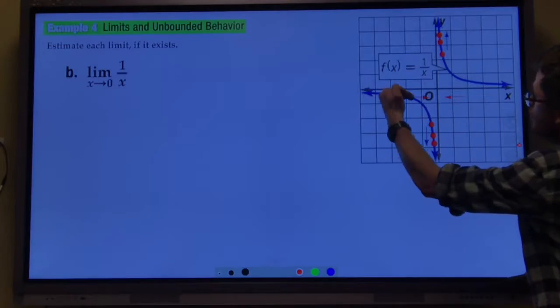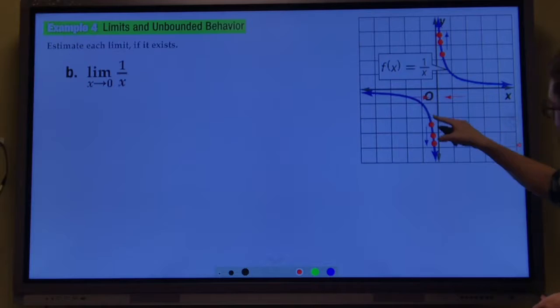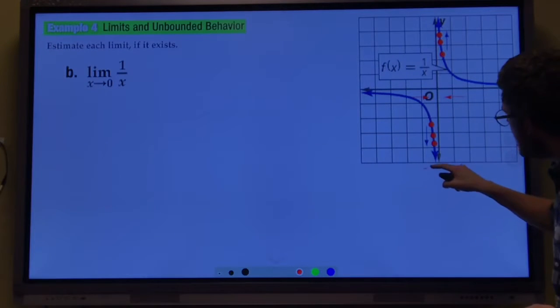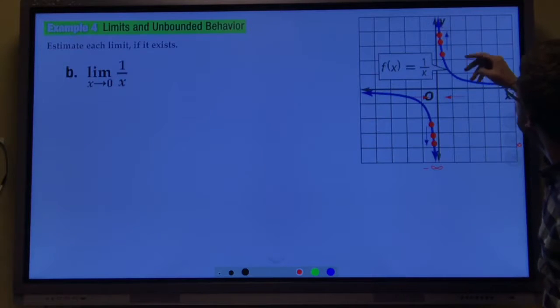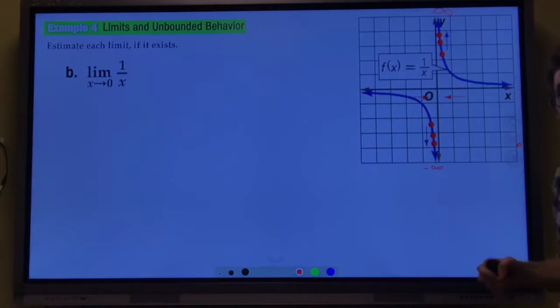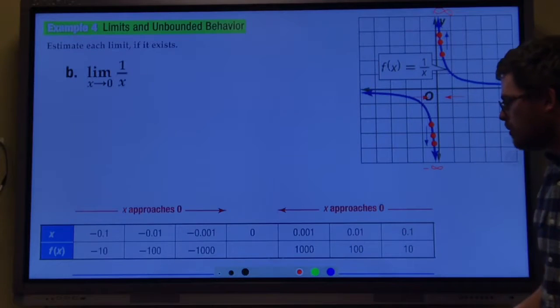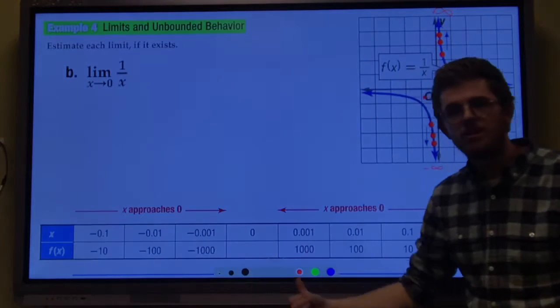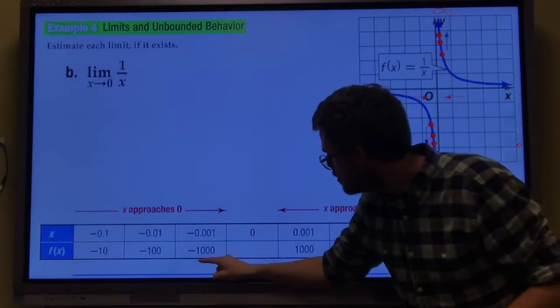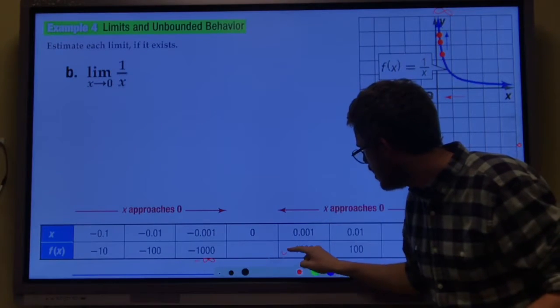As x approaches 0 from the left, look at those outputs. They're going down. They're going to negative infinity as we get closer and closer to 0. As we get closer to 0 from the right, we're approaching positive infinity. And so, if we look at our table, again, we're approaching positive infinity from the right. We're approaching negative infinity as we go to the left.